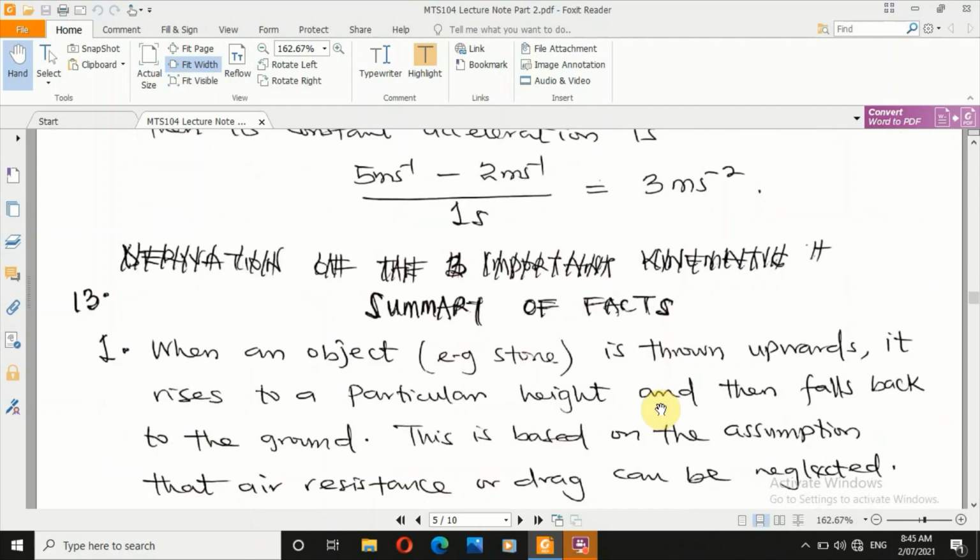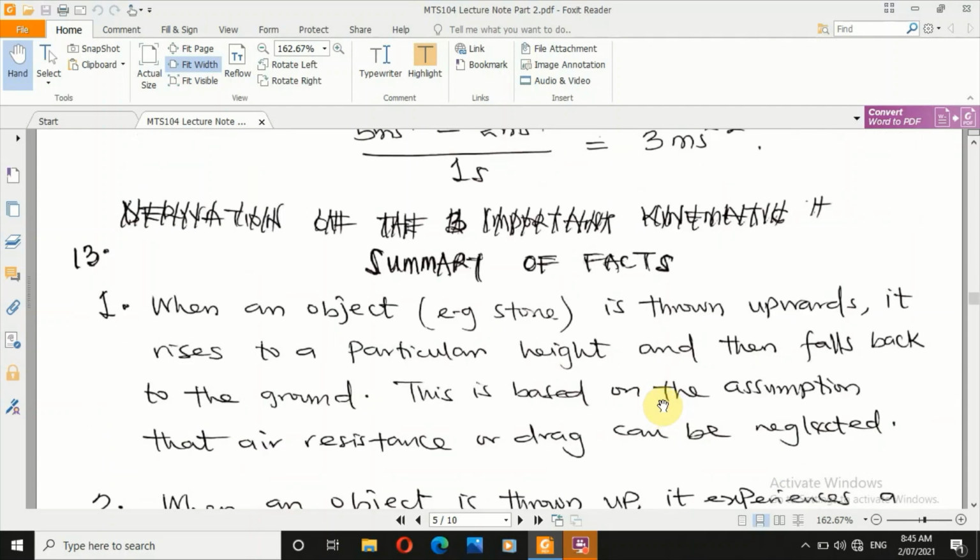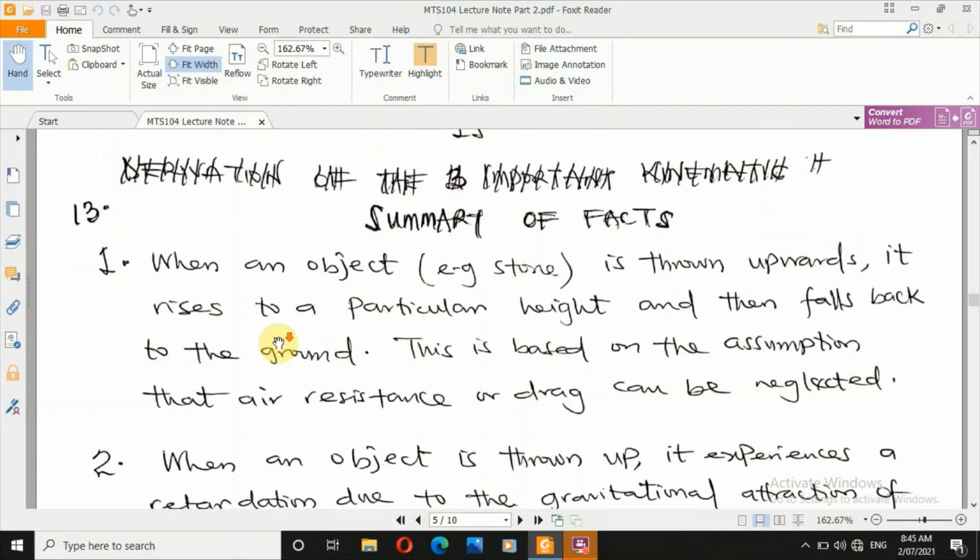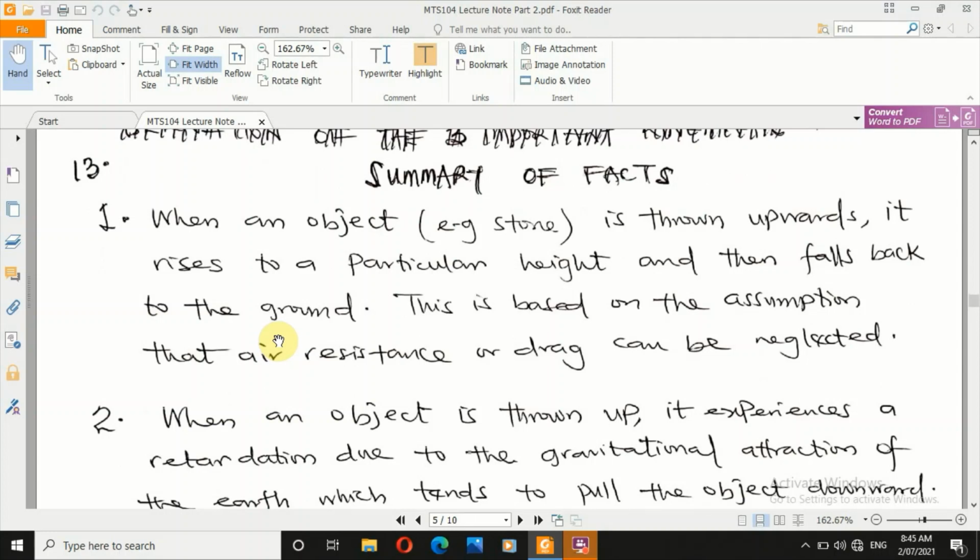Let's now go to the summary of facts. In the class, I explained to you the contribution of Galileo Galilei, and I said he actually did something wonderful. Everything we are learning now is based on what Galileo Galilei did. So let's take a look at the following summary of facts. There are many, but let's take a look at them.